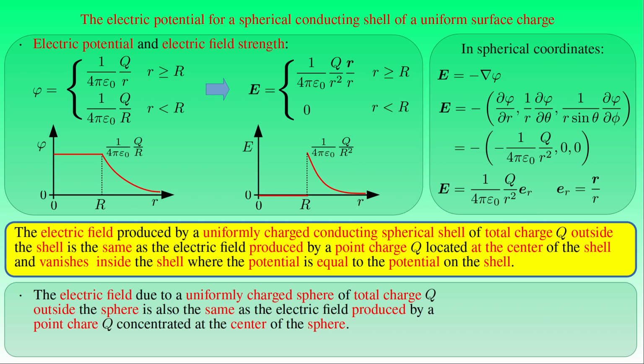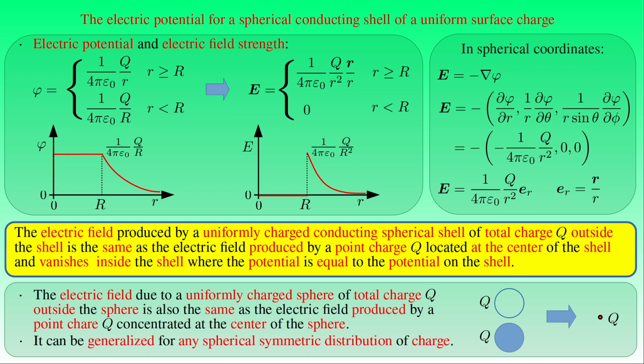Essentially, we can replace both the uniformly charged conducting spherical shell and the uniformly charged sphere by a point charge of the same charge, when we study the electric field outside the shell or the sphere. In fact, this statement can be generalized for any spherically symmetric distribution of charge within a finite volume by applying Gauss' law for a spherical Gaussian surface enclosing the given volume with the center at the center of the spherical symmetry.